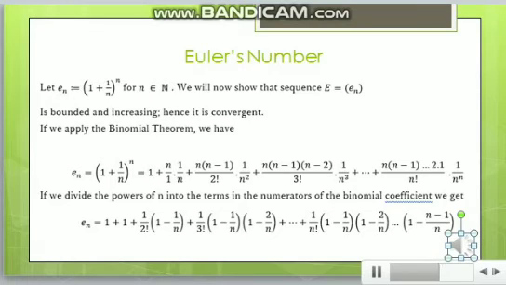If we divide the powers of n into the terms in the numerators of the binomial coefficients, we get e_n = 1 + 1 + 1/2! (1 − 1/n) + 1/3! (1 − 1/n)(1 − 2/n) + ... + 1/n! (1 − 1/n)(1 − 2/n)...(1 − (n−1)/n).